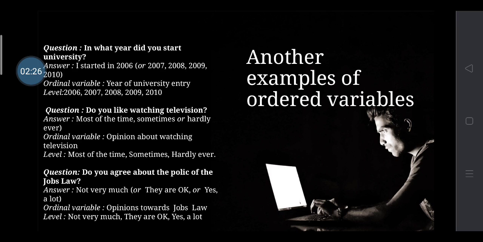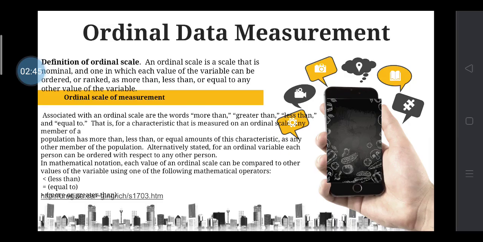Question: do you agree about the policy of the jobs law? The answer: not very much, or they're okay, or yes, a lot. Ordinal variable: opinions towards jobs law. Level: not very much, they are okay, yes, a lot.